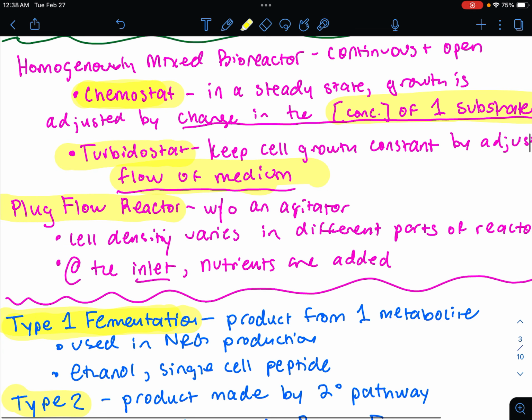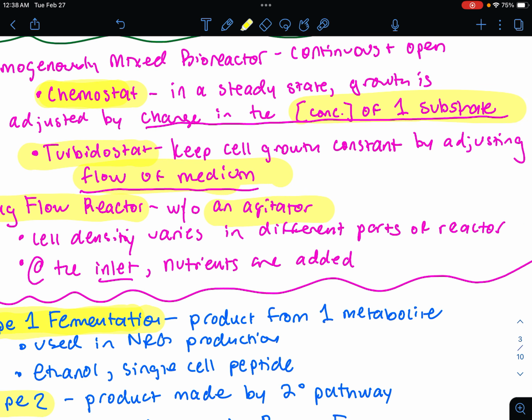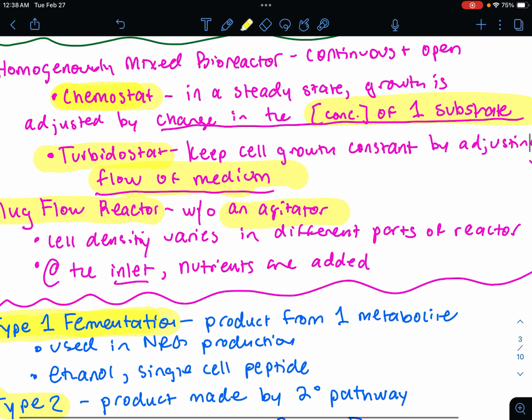We also have the plug flow reactor. This is another continuous fermentation system. And the nutrient solution will flow through a reactor without an agitator. We don't have an agitator here. The cell density will vary in different parts of the reactor, however. At the inlet, the nutrients will be added continuously.